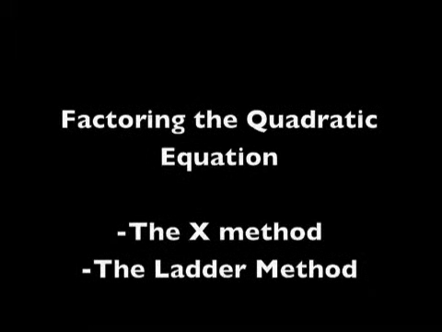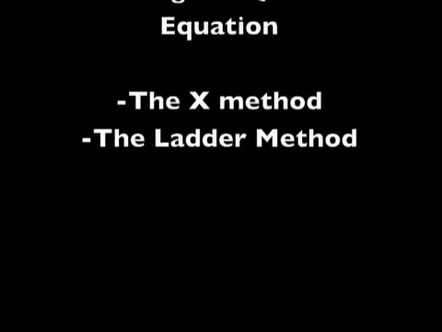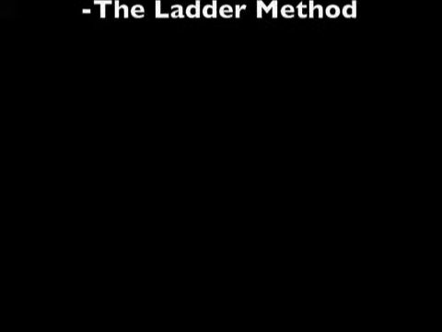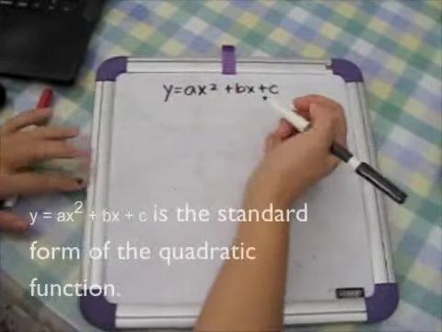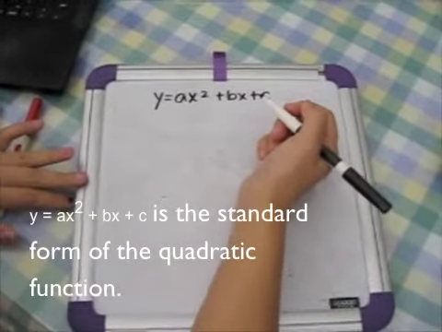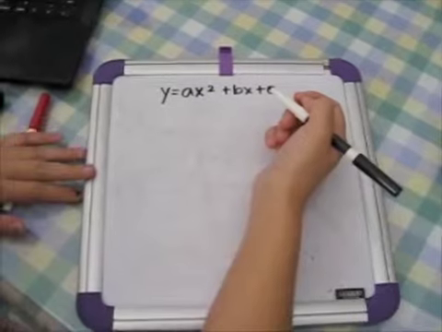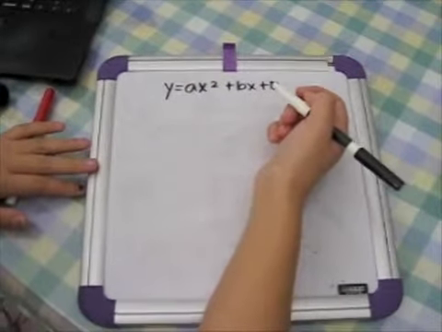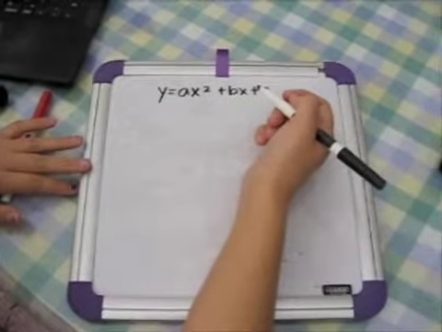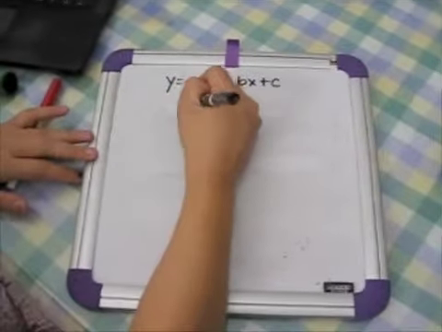I will show you how to factor quadratic equations by using the x method and the ladder method. The method is easier than the guess and check and should help you in your factoring. Remember, y equals ax squared plus bx plus c is the standard form of the quadratic function. Today, I will show you how to factor using the magic x and ladder method for the following example.